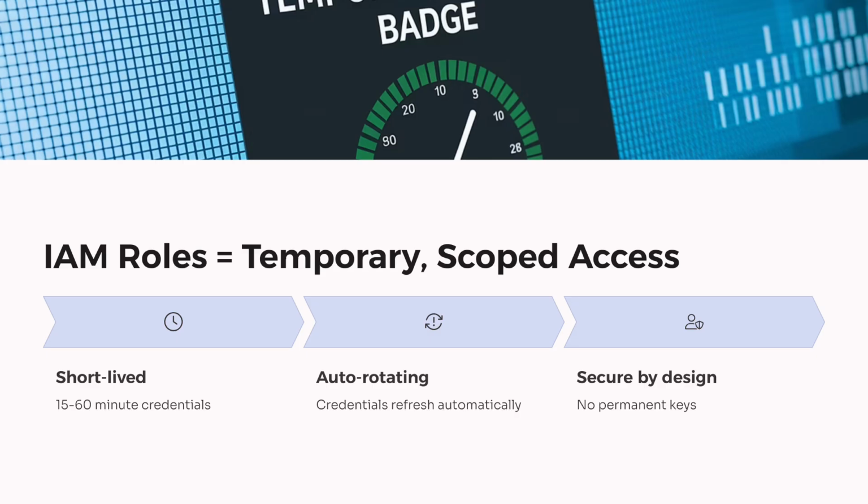Unlike IAM users, IAM roles are meant to be assumed. When a role is assumed, AWS generates temporary credentials, usually valid for 15 minutes to 1 hour. These are automatically rotated and destroyed when no longer needed. Roles do not have passwords or permanent keys. This makes them secure by design. They are used everywhere: EC2, Lambda, container services, CI/CD pipelines, and even federated human logins.